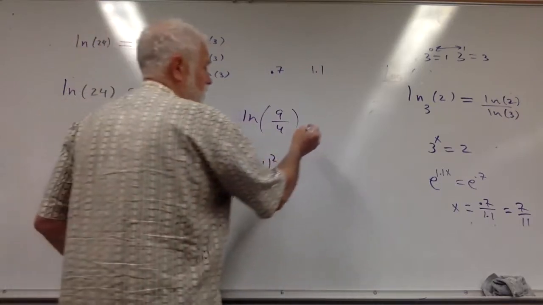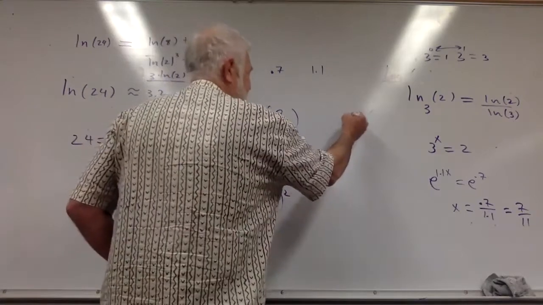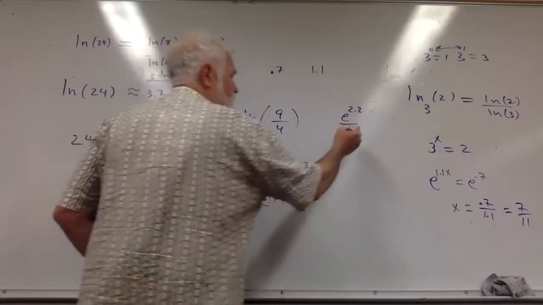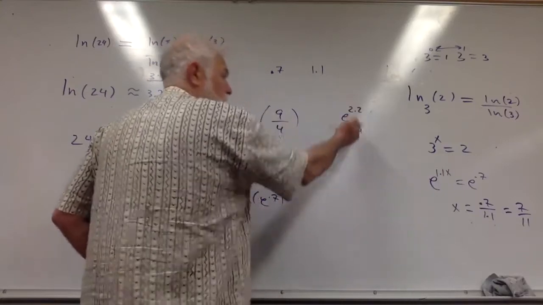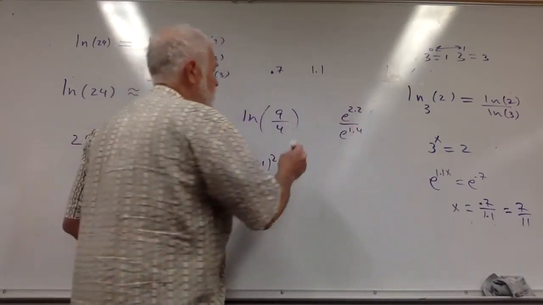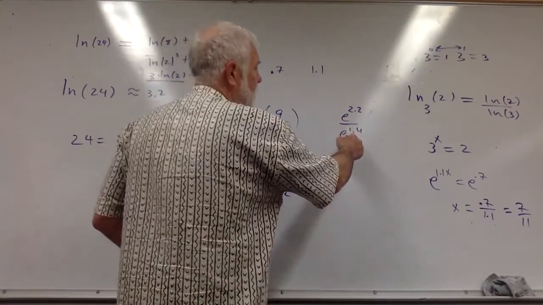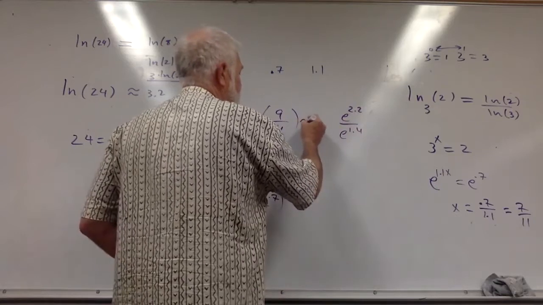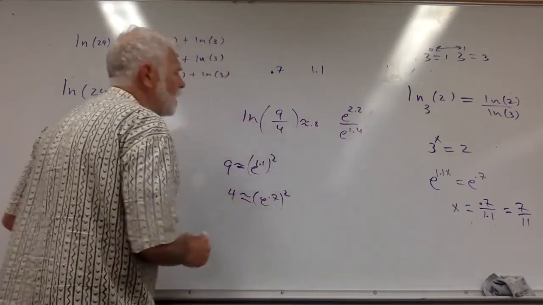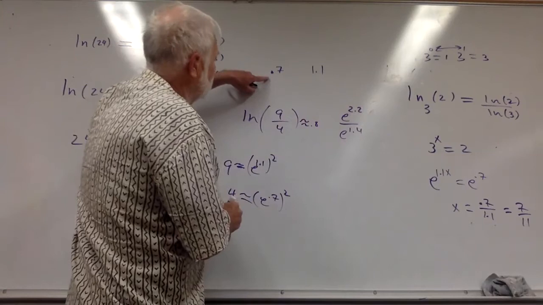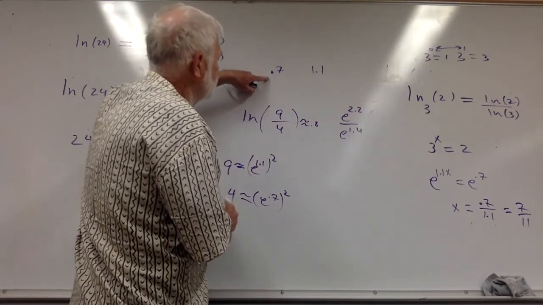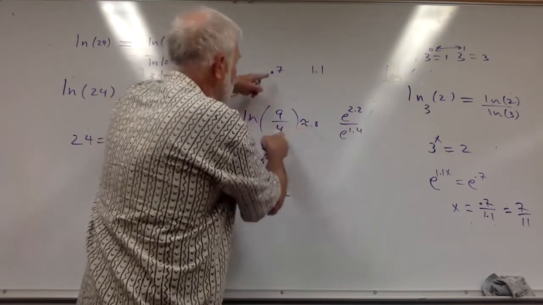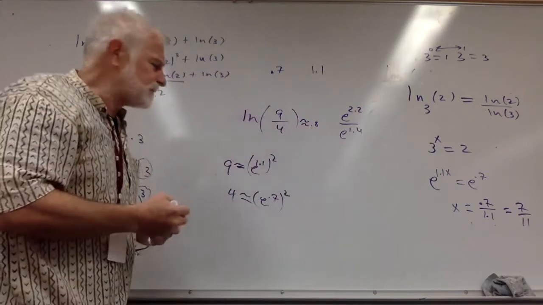So I could have written this as e to the 2.2 over e to the 1.4. And what do you do with this? Do a little subtraction. So it's approximately 2.2 minus 1.4, so this is approximately 0.8. Oh yeah, we said it was. That makes a lot of sense actually, because the ln of 2 is 0.7 and we're just a little bit bigger. Yeah, that actually makes some size sense.